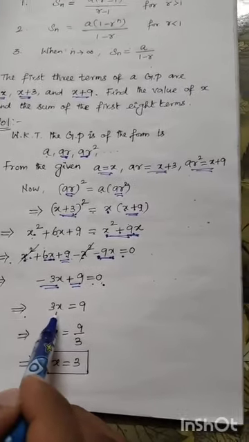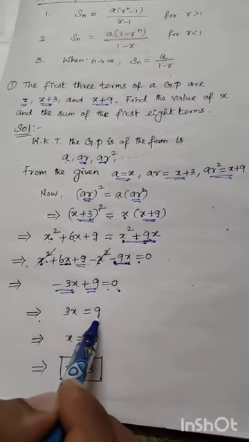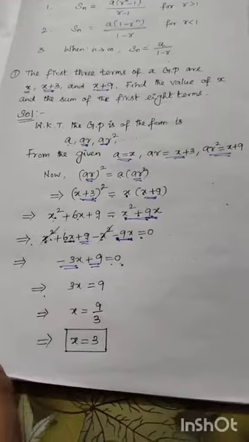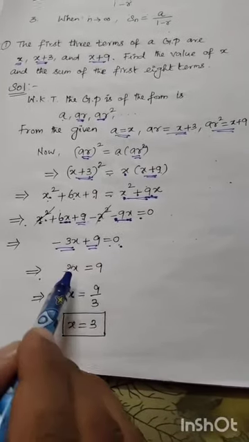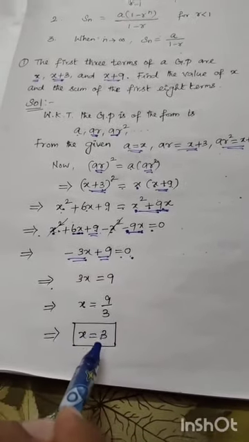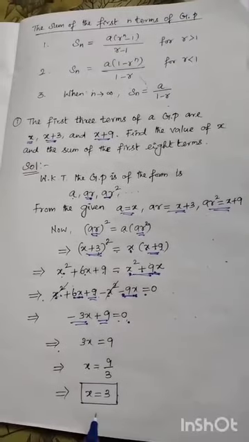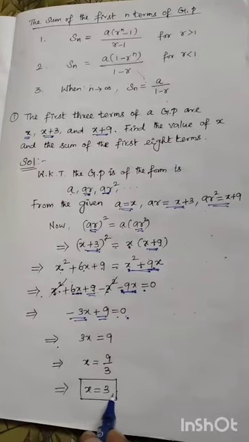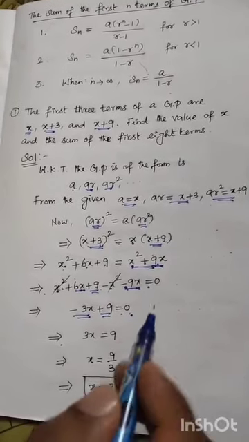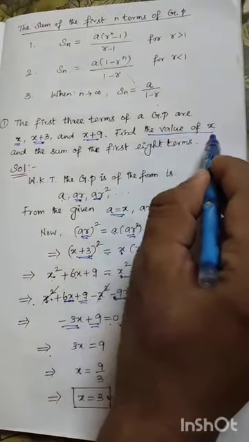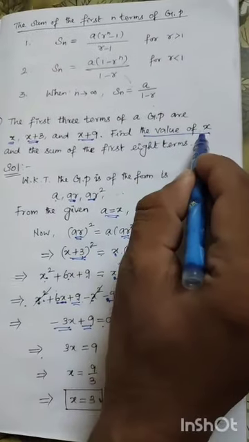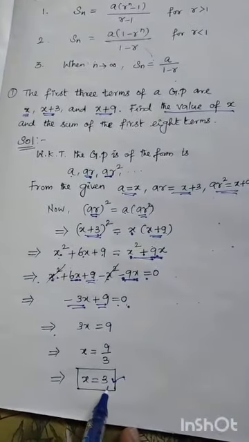Which implies 3x is equal to 9. So x is equal to 9 by 3. 9 by 3 is 3. So x is equal to 3. The value of x is equal to 3. So we completed the first part, the value of x. x equal to 3.